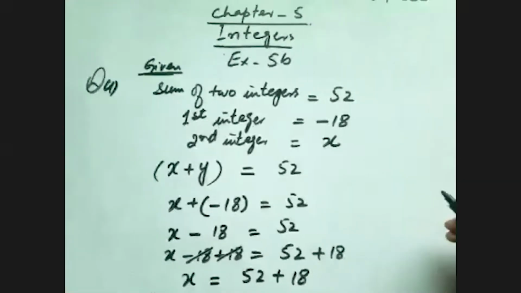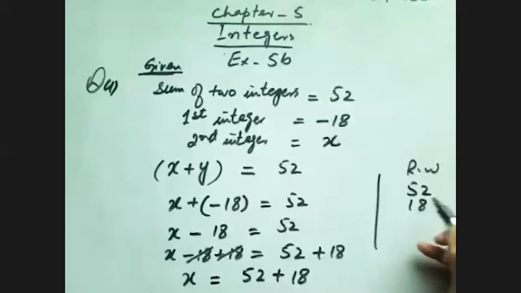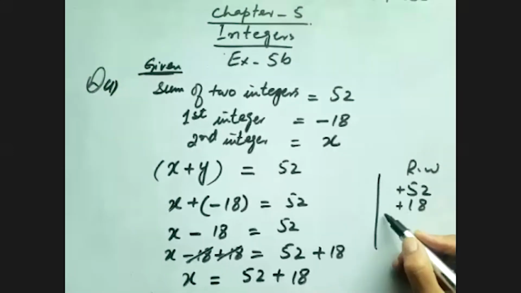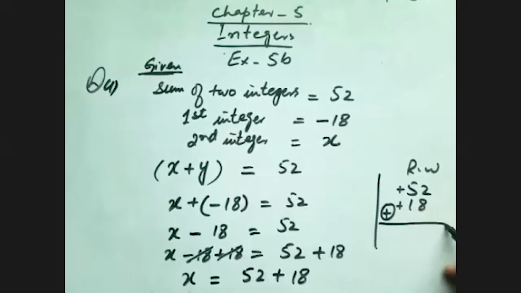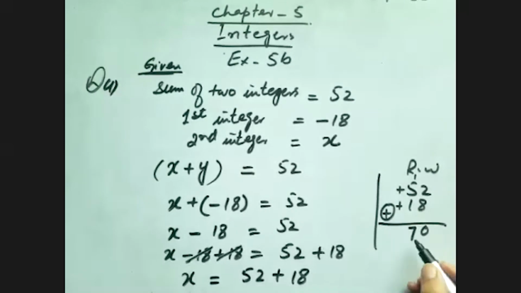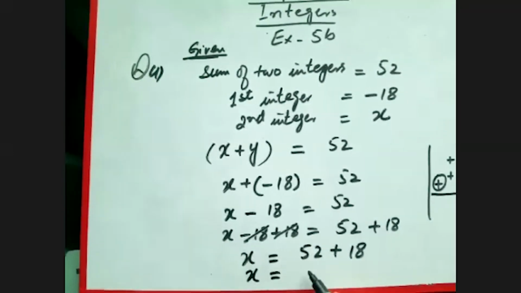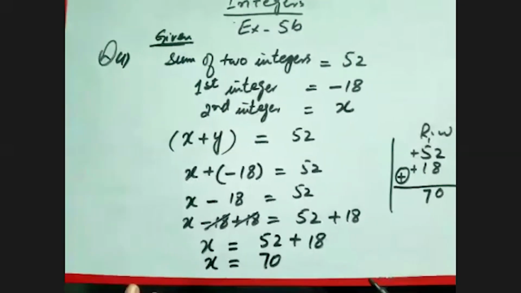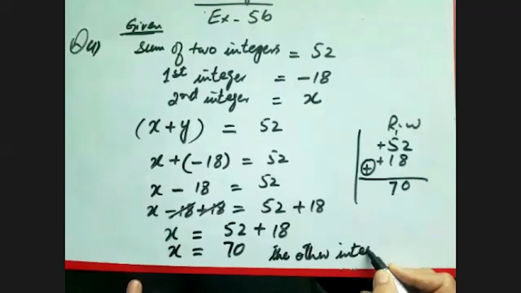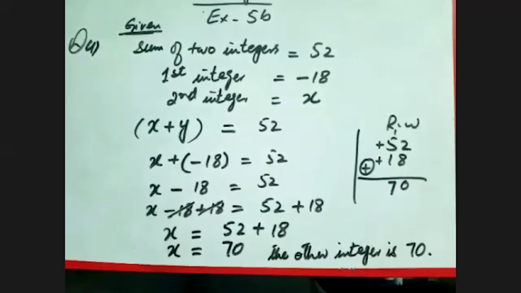Solve by doing the rough work. 52 and 18 both are positive quantities. So same signs, addition, 70. The greater figure is positive, so your answer is positive here. x is 70. So you can say the other integer is 70. Answer.